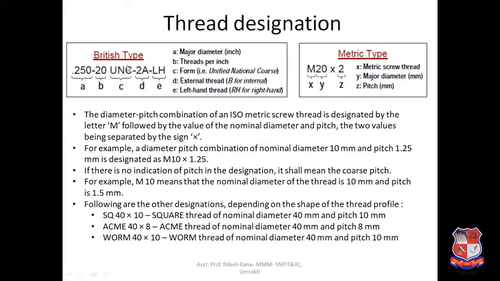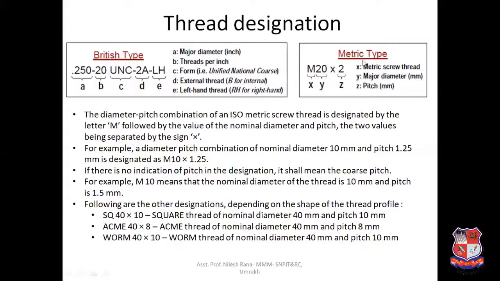0.250-20 UNC-2A-LH. It means, the A category is the major diameter in inch format. B category is the threads per inch, 20 threads per inch, meaning the number of threads, and C locates the form, meaning the shape, Unified National Coarse. D is the class: A is for the external thread and B is for the internal thread. And E category is for the left-handed thread and R is for right-handed thread.